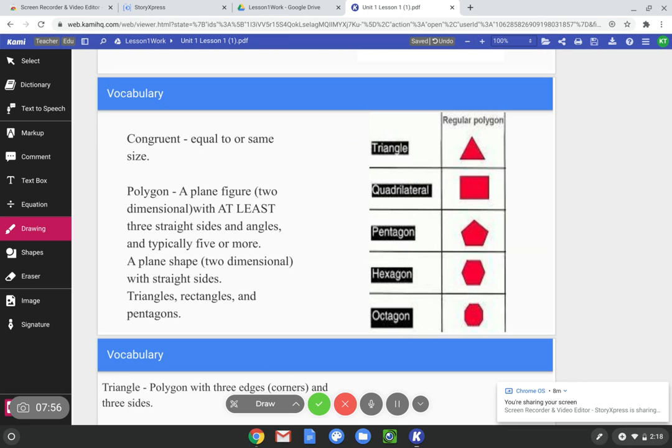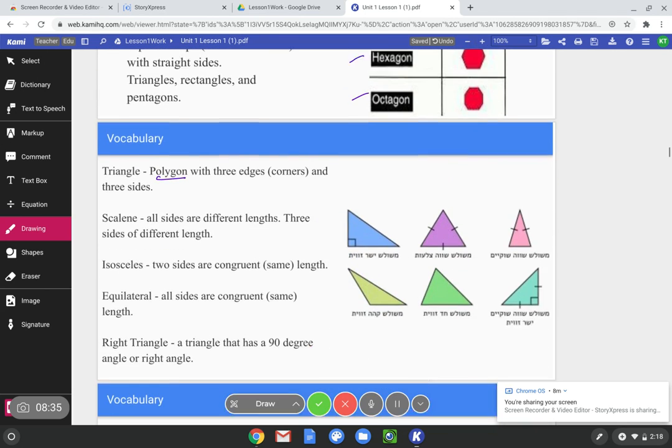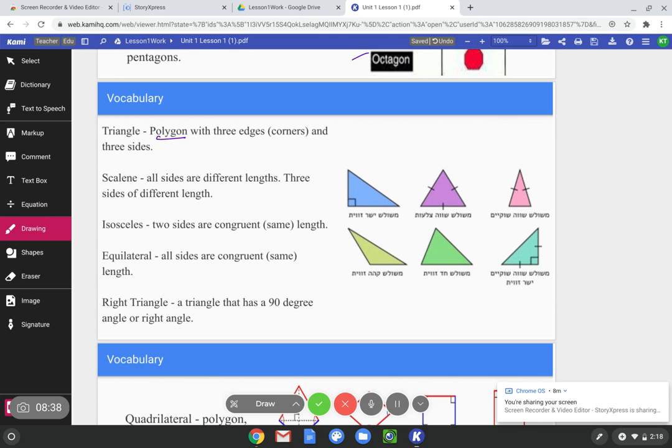So a polygon is a plane figure, two-dimensional, with at least three straight sides and angles. So as you can see, there are several types of polygons. We have triangles, quadrilaterals, pentagons, hexagons, octagons. As long as it has at least three sides, it is in the polygon family. Triangle. A triangle is, as we just said, a type of polygon with three edges, corners, and sides. Now, just as there are several types of polygons, there are also multiple types of triangles. Triangles have many members of their family, as we can see here.